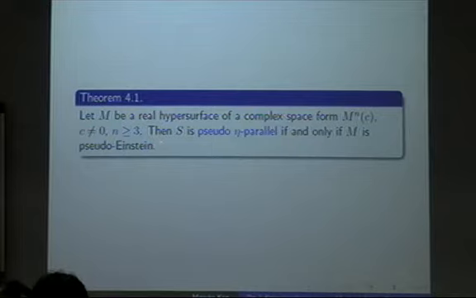Let M be a real hypersurface of a complex space form M_n(C), c is not equal to 0 and n is greater than or equal to 3. Then S is pseudo eta-parallel if and only if it is pseudo-Einstein.